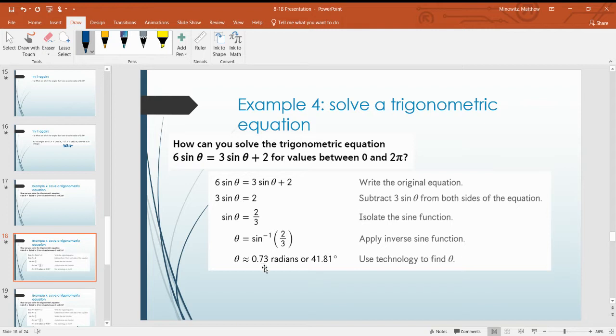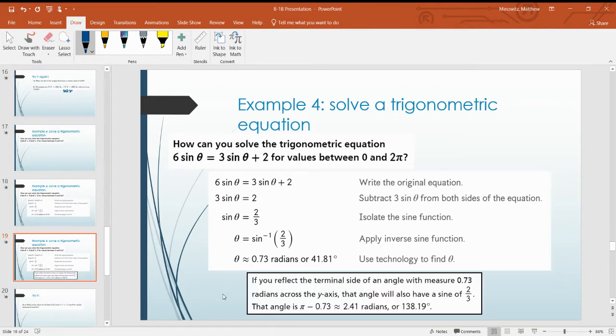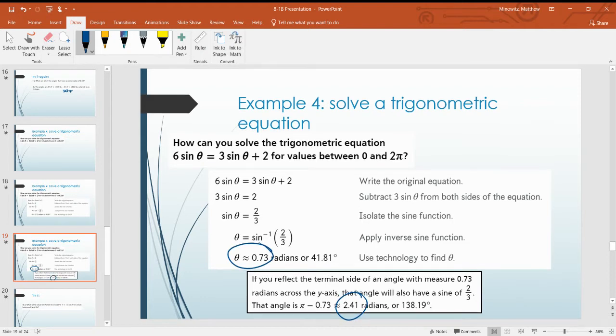Now I know that's one answer. I also know that there should be a second answer because sine is also positive in the second quadrant. So I need to find the second quadrant angle. Therefore, I take pi and I subtract my reference angle of 0.73 radians, and I get about 2.41 radians. So my two answers are 0.73 and 2.41 radians. Those are the only two angles that are between 0 and 2 pi.